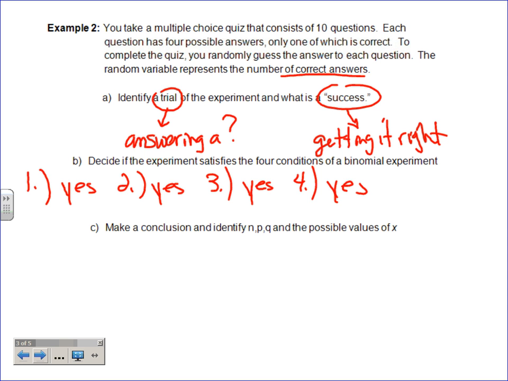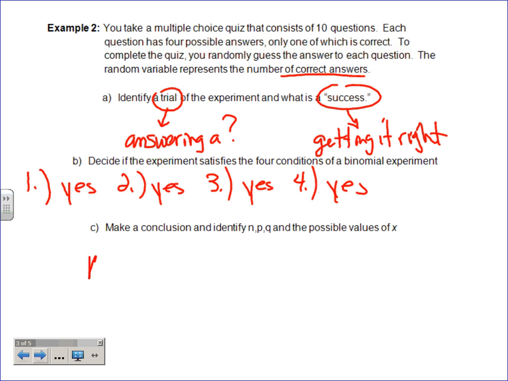You're going to get better at identifying binomial as we go through this. You're not going to have to sit there and go, oh, is it? Does it meet number 1? Does it meet number 2? You're going to start knowing. Make a conclusion and identify N, P, and Q and the possible values of X. So your conclusion is that this is most definitely binomial, right?